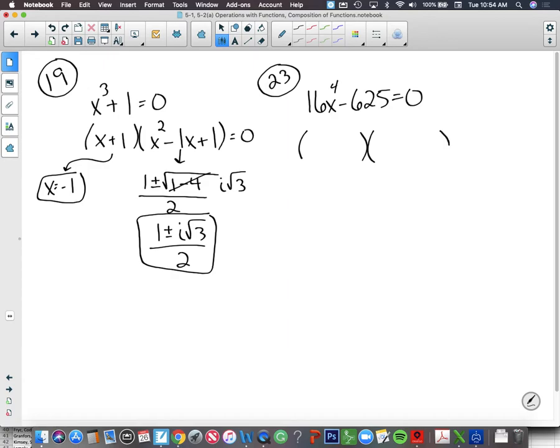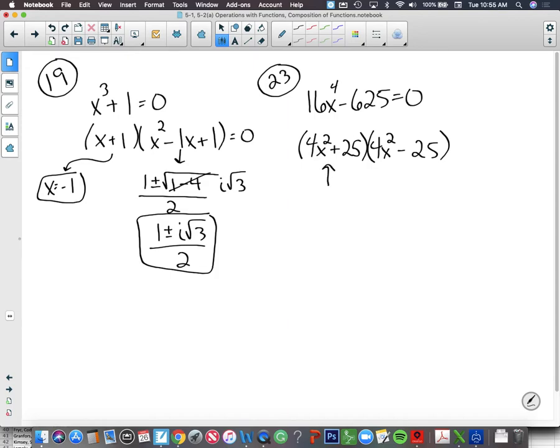So the square root of 16 is 4, and the square root of x to the 4th is x squared. So we have 4x squared in the front of both of those to get to that 16x to the 4th. And then the square root of 625 is actually 25. Same thing in both of those, with a plus in one and a minus in the other.